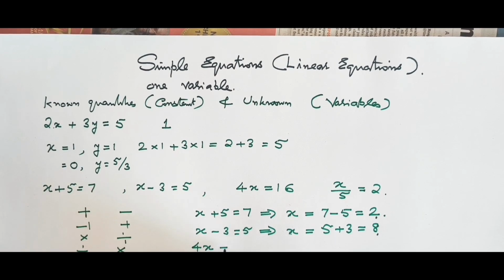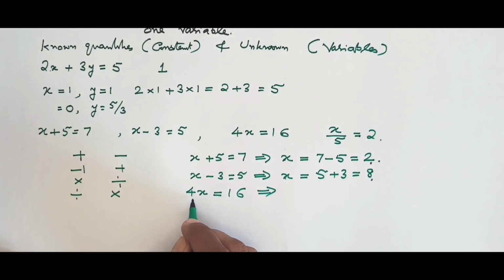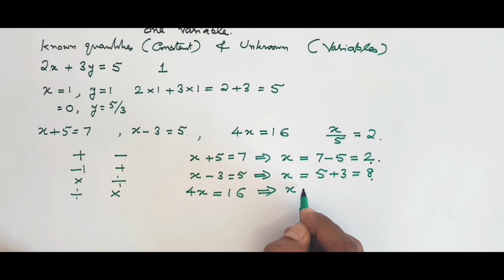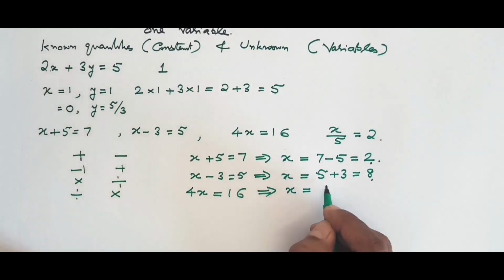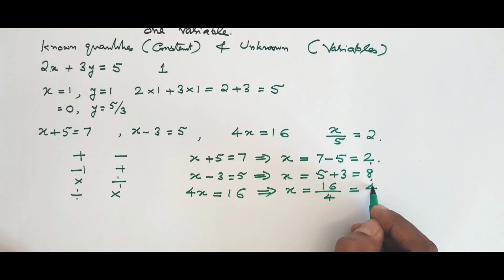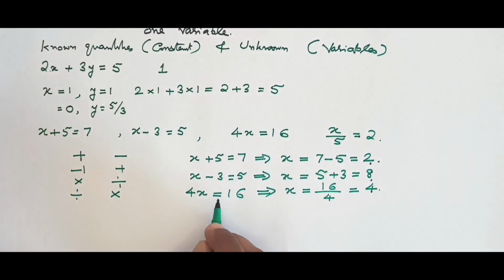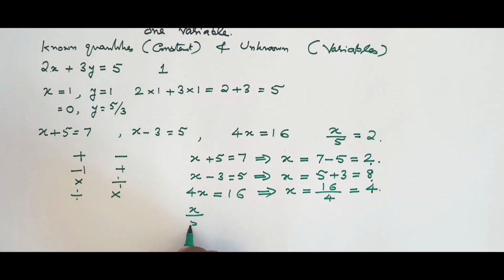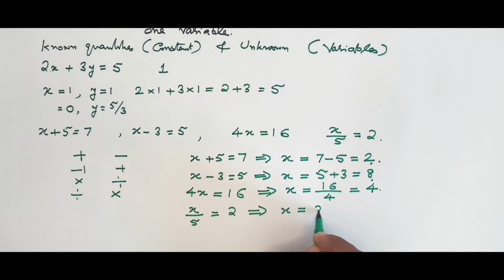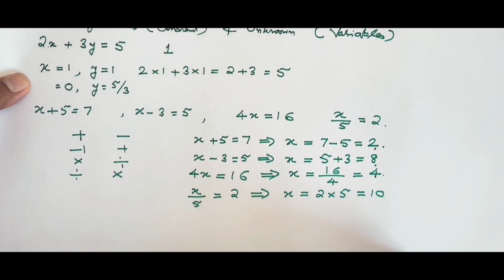Take the next one. See, here it is 4 multiplied by x. When 4 is taken to the right side, multiplication becomes division. So this is what you have: 16 divided by 4. So x equal to 4 is the solution to this equation. Similarly, x over 5 equals 2. Here 5 is division. When taken to the right side, it becomes multiplication. So you have 10. This simple point we will be using in solving equations.